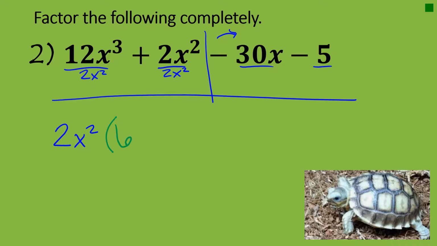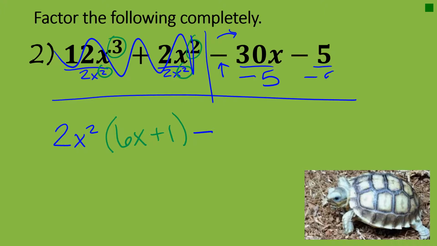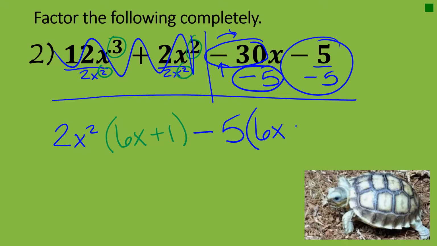12 divided by 2 is 6. 3 minus 2 is x. Positive 2 divided by 2 is 1. 2 minus 2 is 0. So now I'm going back and looking at this part. Remember, that negative tells me I have to take out a negative. And what do they have in common? A negative 5. So I'm going to pull out negative 5. Be careful. Negative 30 divided by negative 5 is positive 6 with an x. Negative 5 divided by negative 5 is positive 1. Oops, those were both supposed to be green. There's my common factor, 6x plus 1.